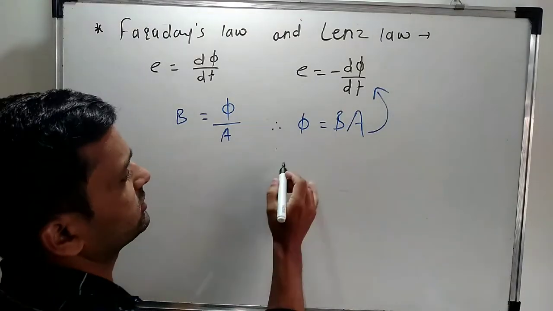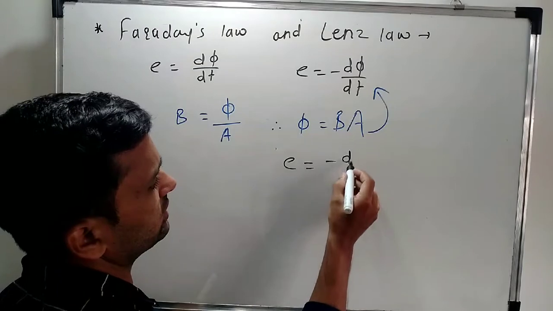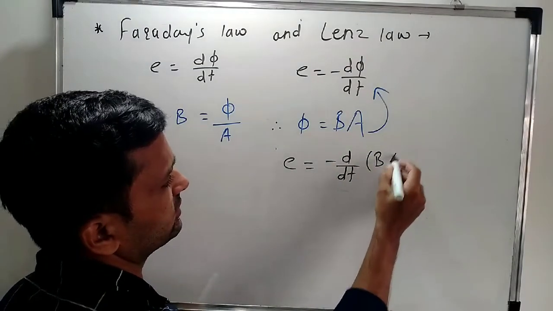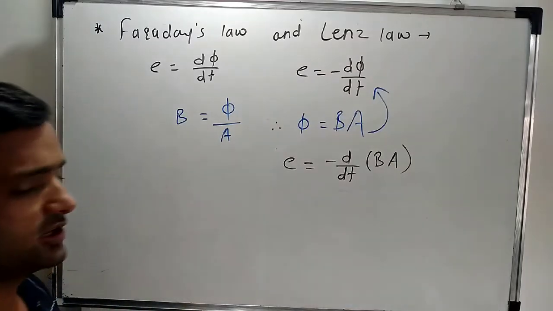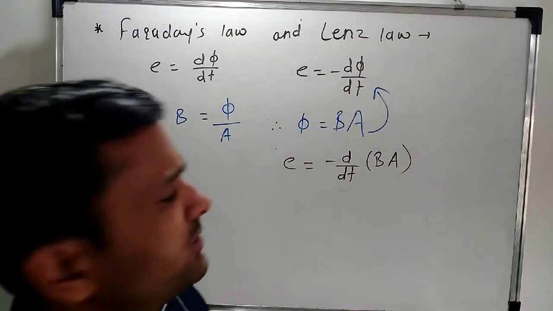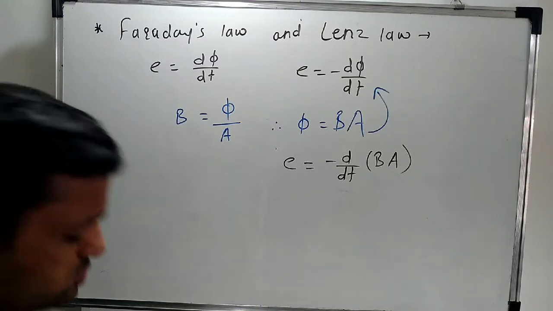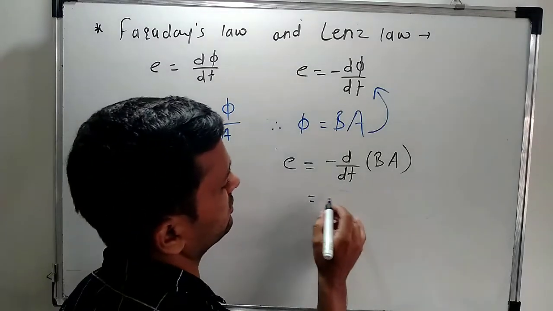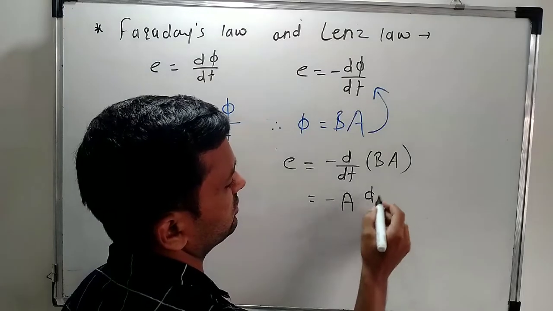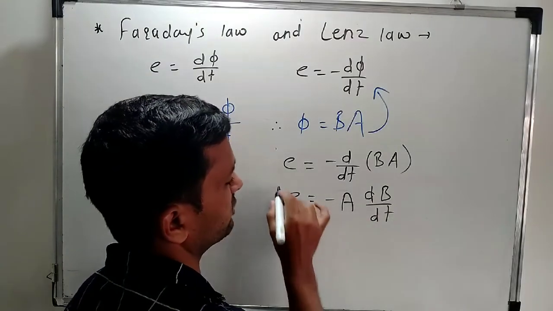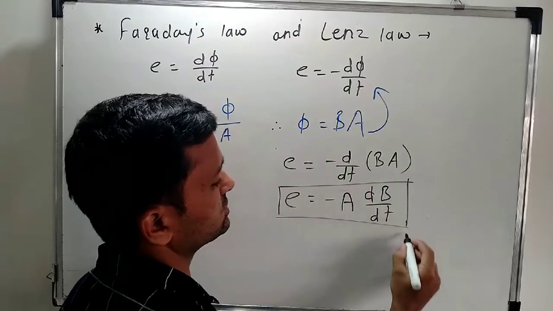So we can write E = -d/dt of what? The equation of φ is BA. Magnetic induction can change, but the area does not change. So we can take A outside: E = -A dB/dt. This can be a new form of the equation for induced EMF.